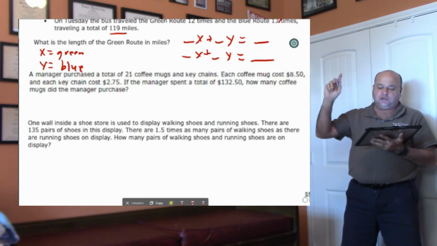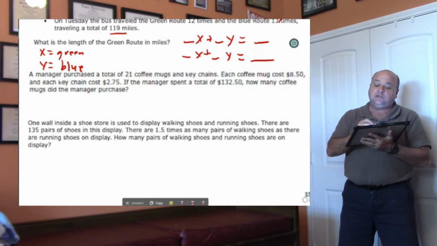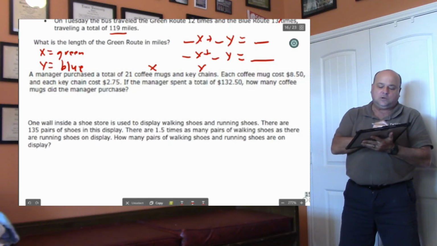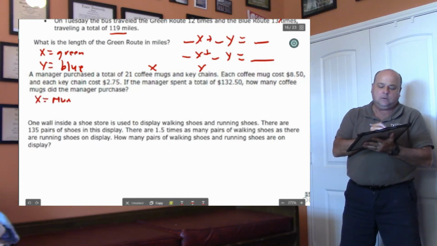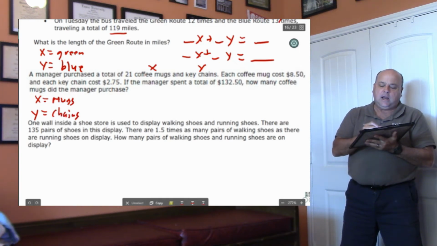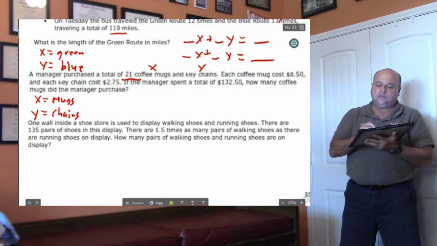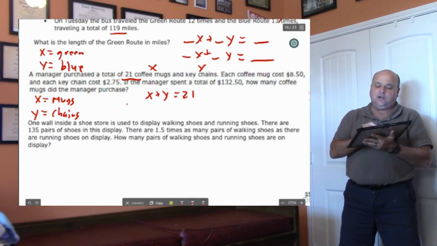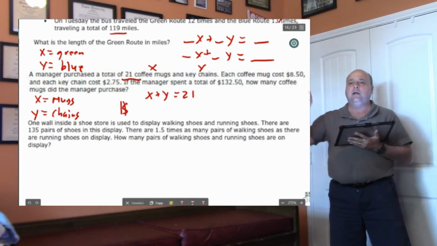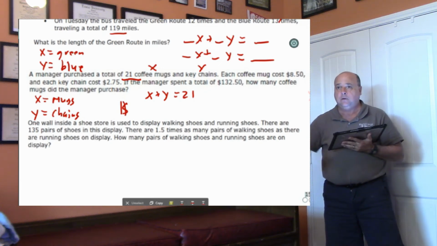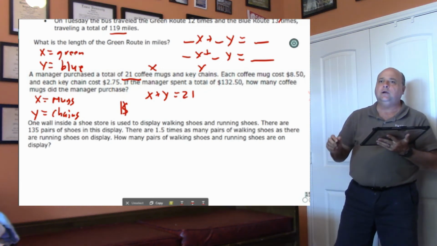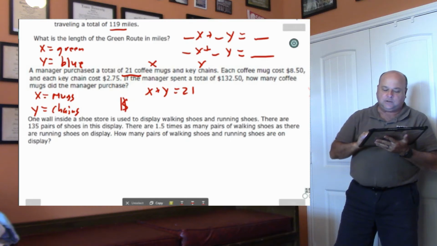Okay, so a manager purchased 21 coffee mugs and keychains. So X and Y. So X will be the mugs. Y will be the chains. And they did 21. So X plus Y equals 21, and then you got your money equation. I'm going to let you write your money equation down. You're going to hit menu 3 to enter into the calculator, get your two answers, okay?